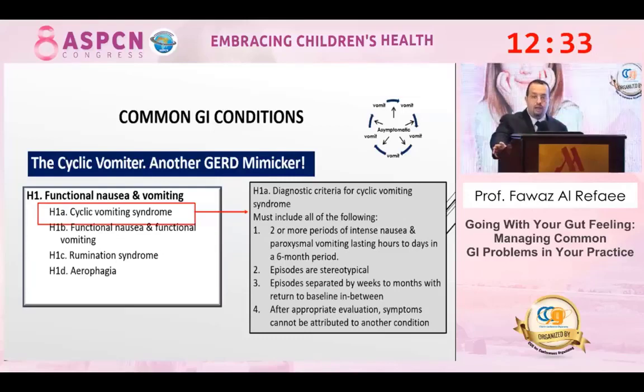So the criteria, as per Rome criteria for cyclic vomiting syndrome, you need 2 or more attacks of intense nausea and paroxysmal vomiting lasting hours to days in a 6-month period. Episodes are usually stereotypical, they look alike. Episodes are separated by weeks to months of normal health in between. This is very important. You get a symptom-free interval in between. And after appropriate evaluation, symptoms cannot be attributed to another condition, cannot be explained by a medical condition.